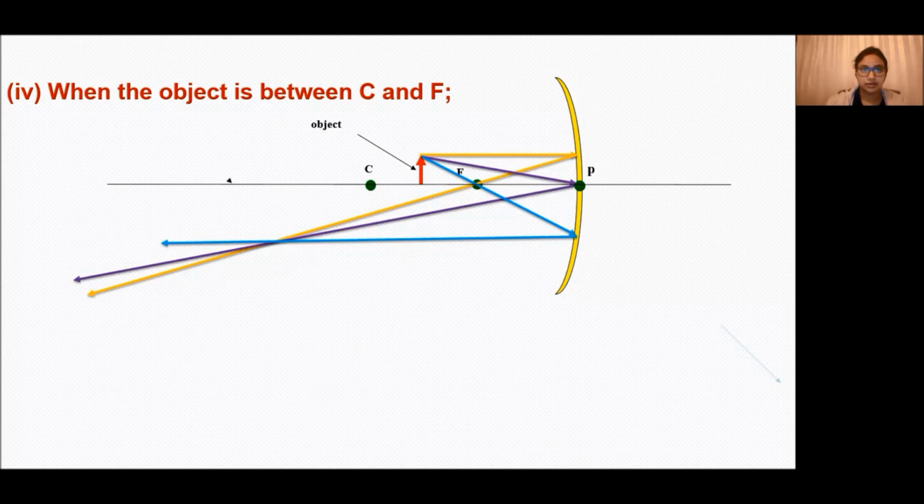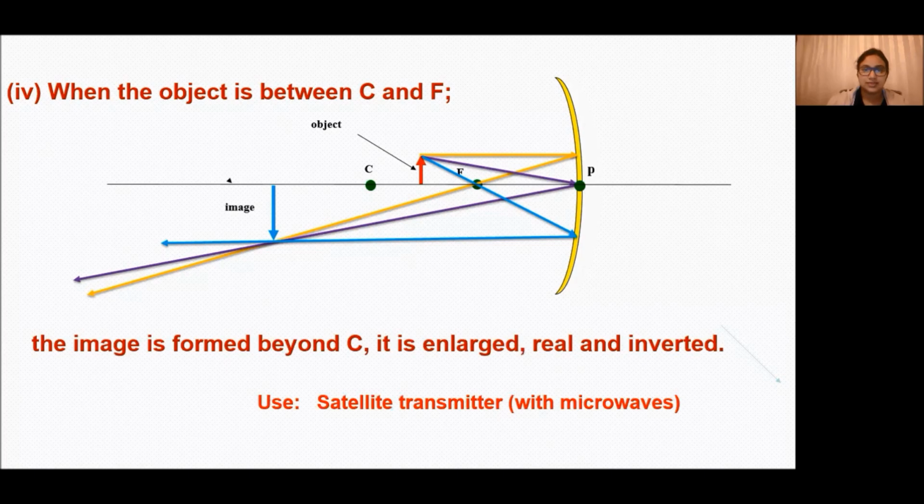So where do we get the image? As you can see, the image is formed here. Compared with the object, it is larger than the object. Still it is real and inverted, and it is formed beyond C, that is the center of curvature. Used as a satellite transmitter.